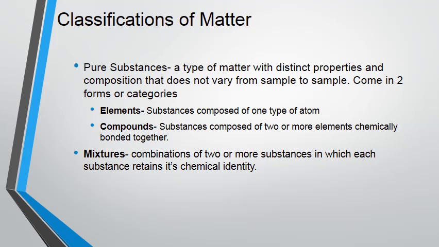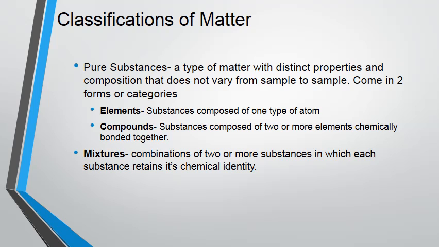So an example of that might be an element. This is one category of a pure substance. It's made of one type of atom. If I'm talking about chlorine, it's just made of chlorine atoms. It's going to be the same from sample to sample. It'll all have the same properties.